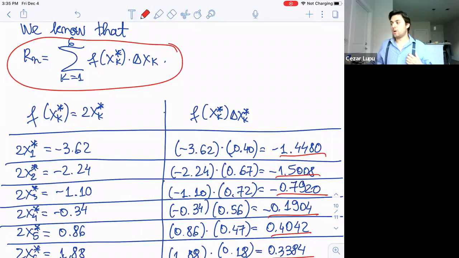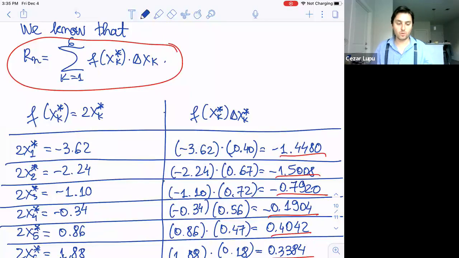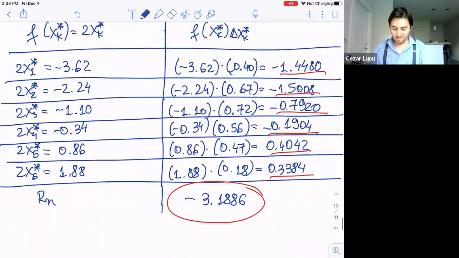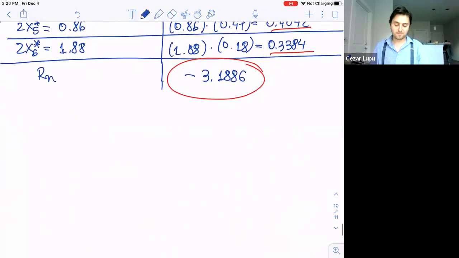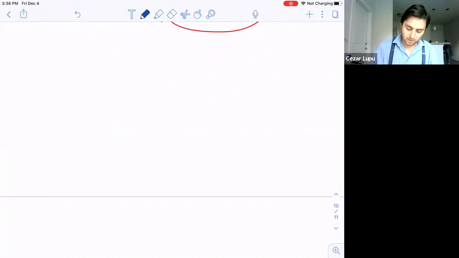All right, so now finally we can define the definite integral. So that's what we're going to do right now. After we have the Riemann sum, as you can see, we can compute the Riemann sum. Now we define the definite integral.